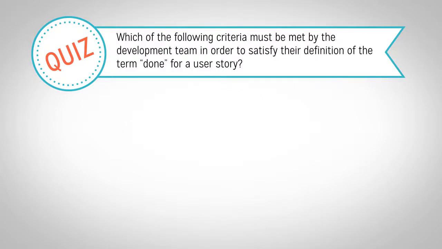Steve is developing a software product for his client with a team of developers. His developers create a velocity estimate for them, which is based on user stories that they have marked as done. Steve and the team agreed that their definition of done for a user story was that it was coded and that the code was readable. Which of the following criteria must be met by the development team in order to satisfy their definition of the term done for a user story?